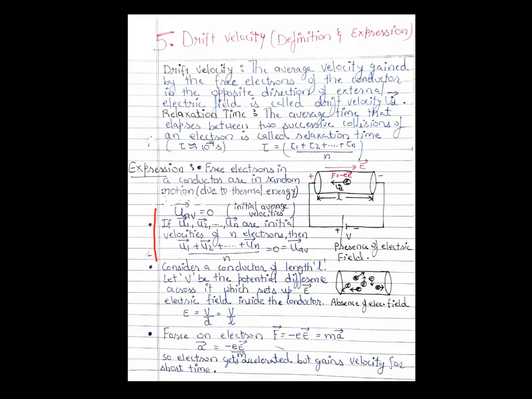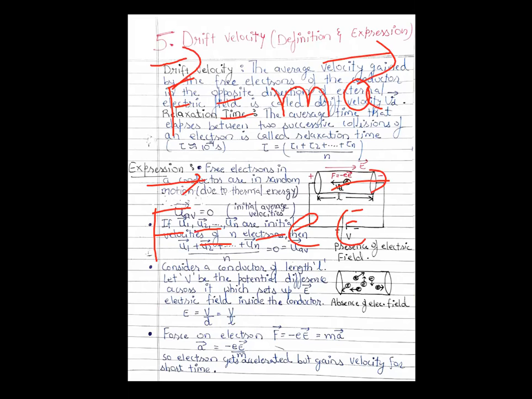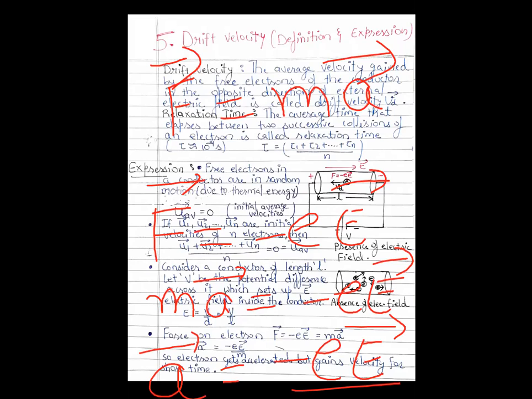So let us see what will happen. Now we know the force F is minus eE, right? From Newton's second law we know F equals ma. So if we equate these two equations, we get ma equals minus e capital E. If I make a the subject of the formula, a is acceleration, then we will get a equals minus e capital E upon m. So because of the force applied by the electric field, the electrons will get accelerated.